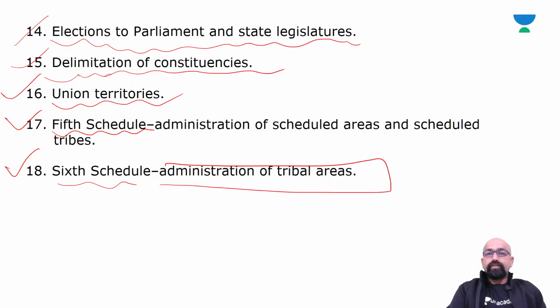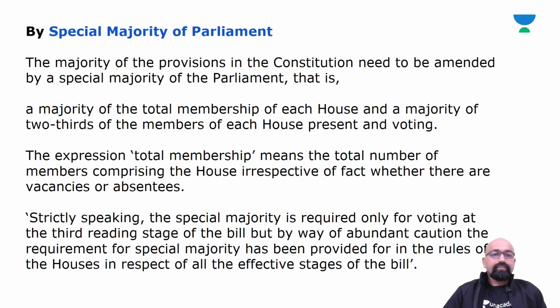Delimitation of constituencies, union territories. Fifth schedule, that is administration of scheduled areas and scheduled tribes. Along with that, the next provision is sixth schedule, that is administration of tribal areas. So guys, just remember simple majority of Parliament. Through simple majority of Parliament, we can amend these provisions without article 368. Now next is special majority of Parliament.